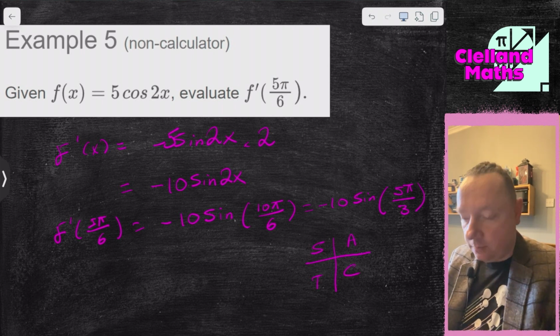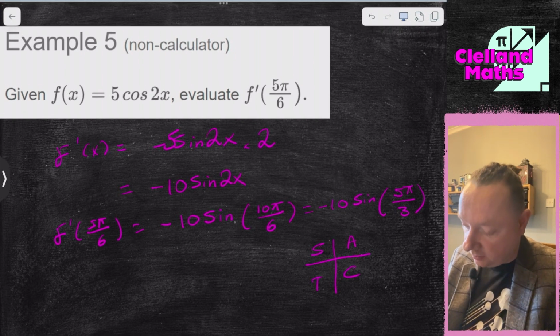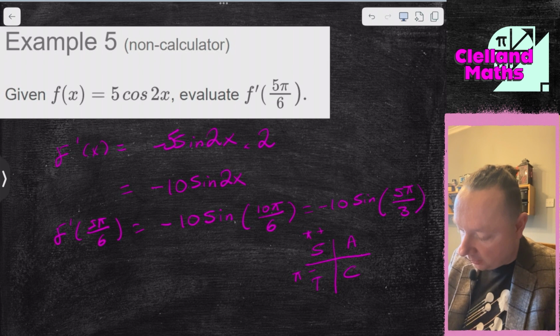So with CAST diagrams, we're thinking in terms of pi's. This would be pi plus the angle. This would be pi minus the angle. And this would be 2 pi. So where's 5 pi over 3?